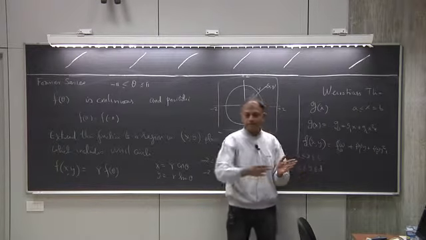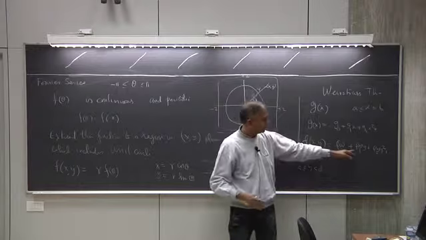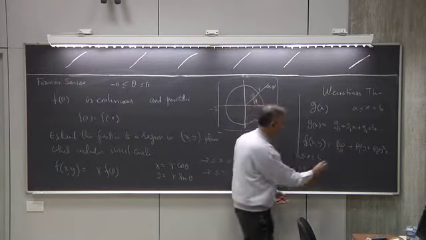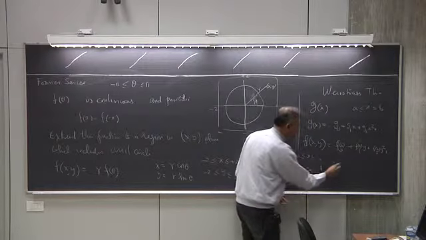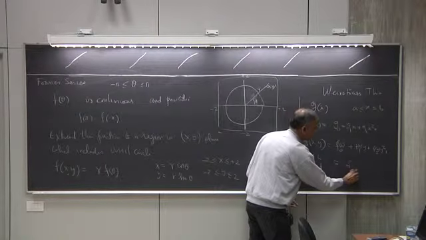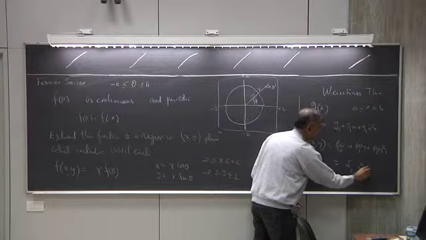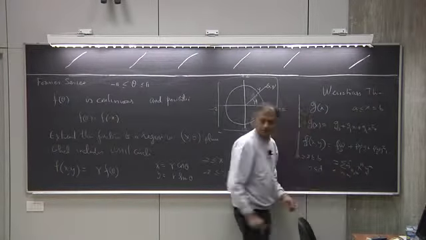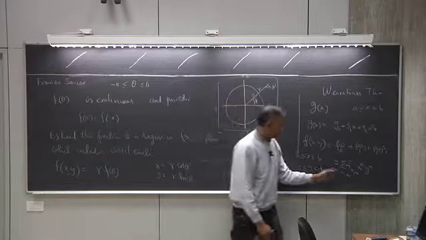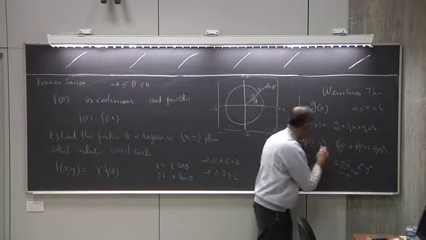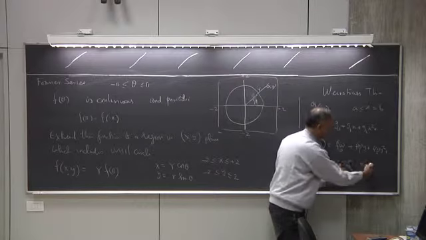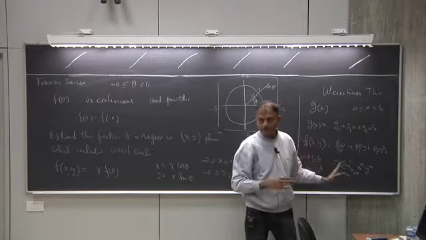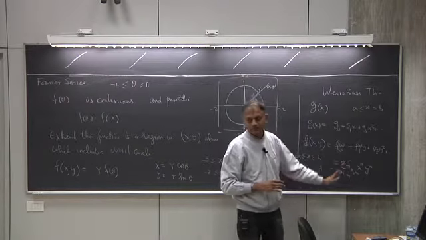So f naught can be again expanded in terms of polynomials of x, f1 can be expanded in terms of polynomials of x, and so on. So the final result is that I can expand this in terms of a double sum, f n m x to the n y to the m, right? And I can consider this to get better and better approximation. Of course, I have to increase the order of the polynomials, but that's what the Weierstrass theorem is saying, that you can arbitrarily well approximate.